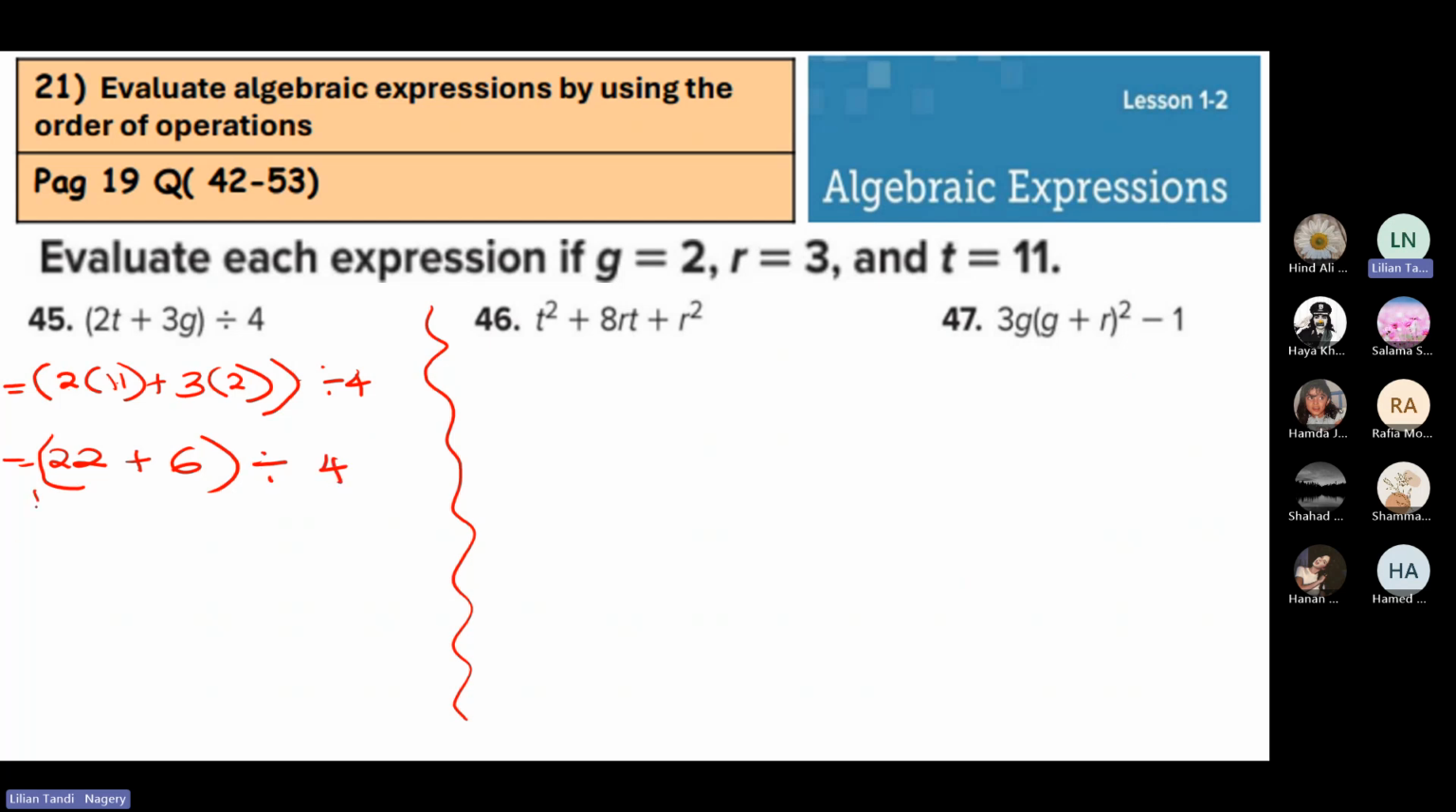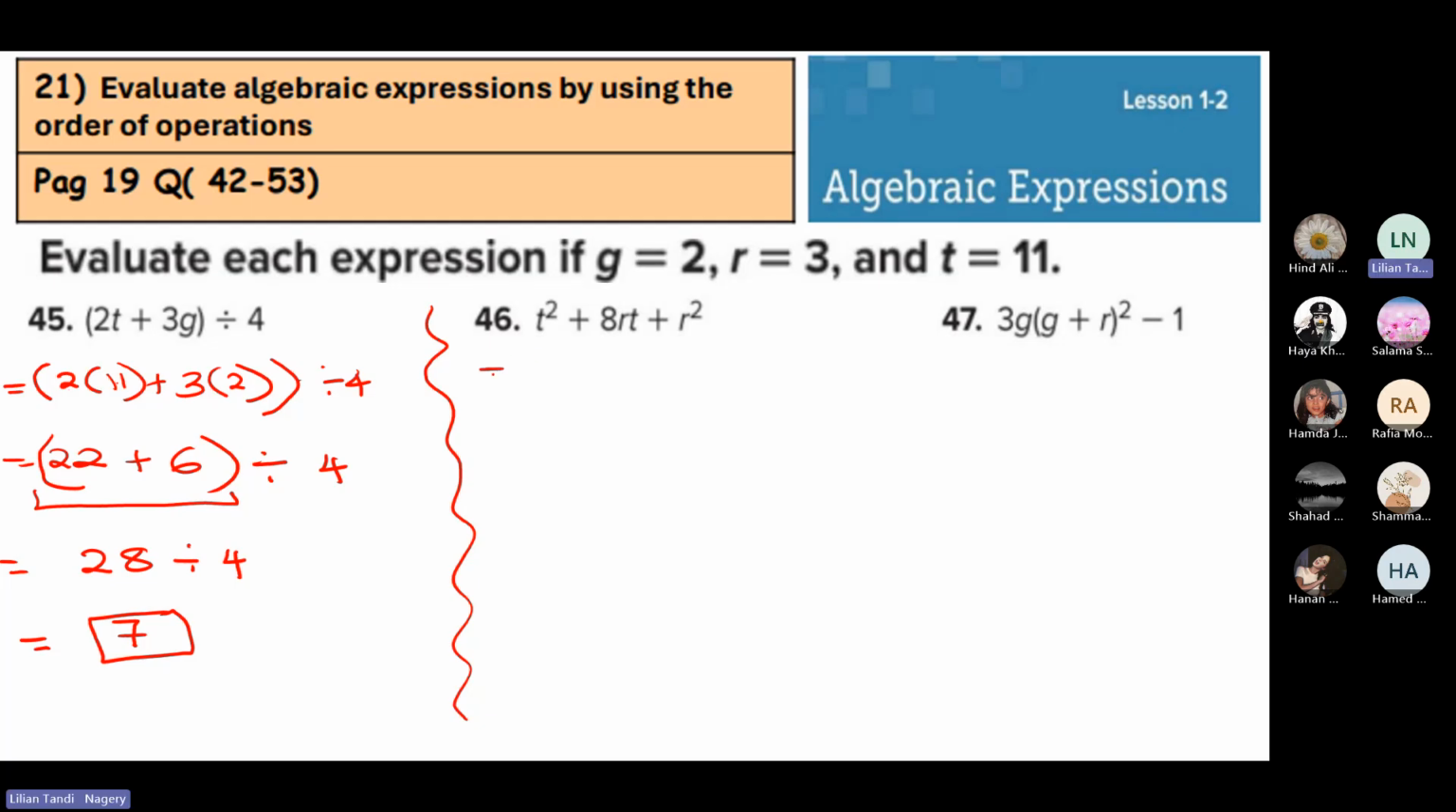Then I do PEMDAS. PEMDAS says we do what is in the parentheses. And what's in the parentheses is we are adding. 22 plus 6 is 28. When we divide by 4, that gives us 7. And we box our answer.